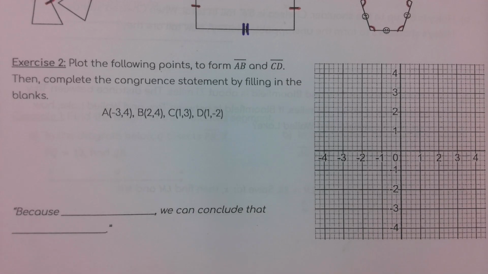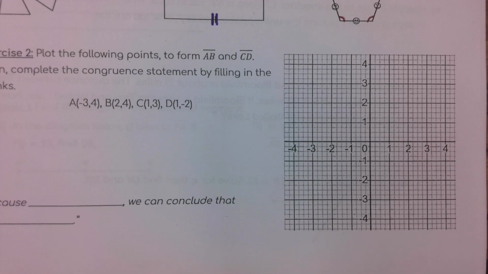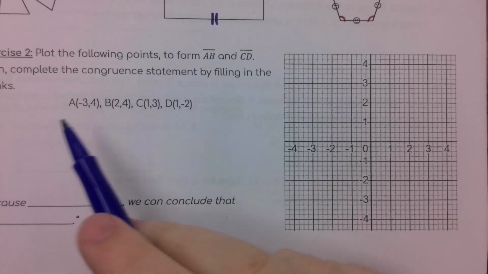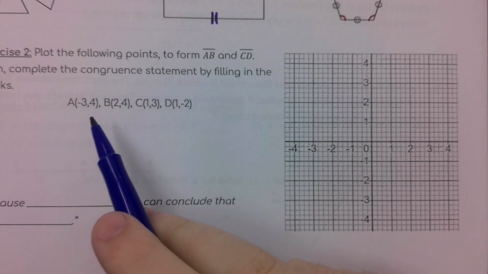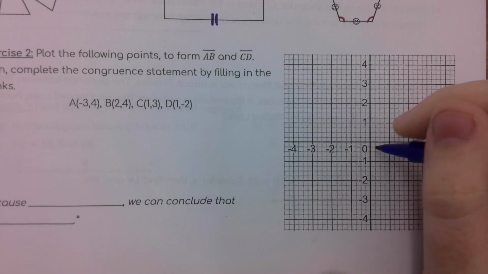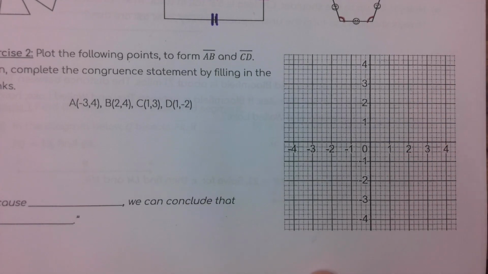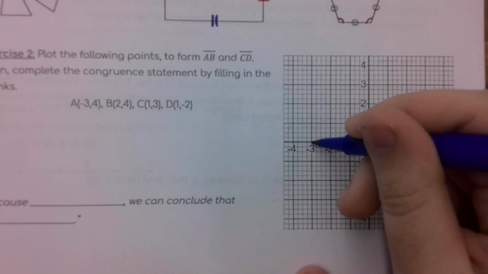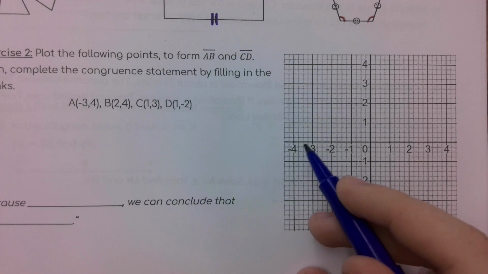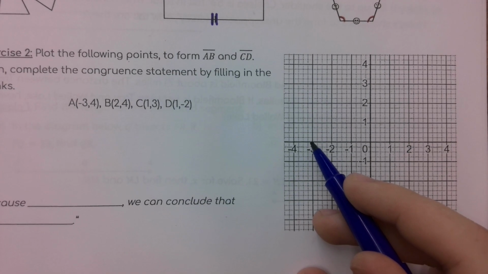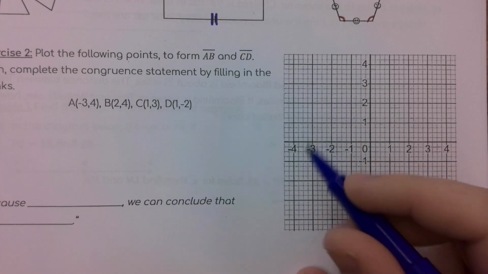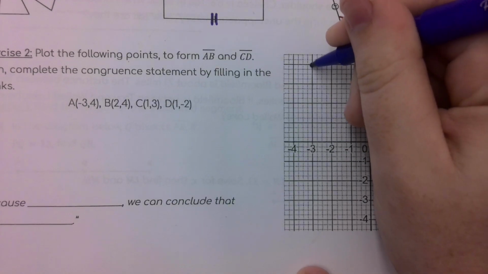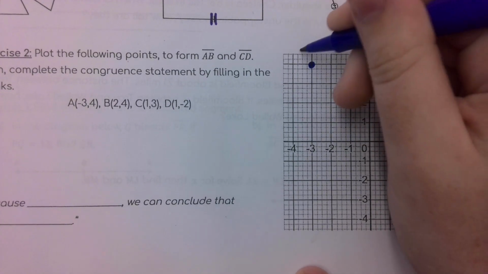Hopefully you've had some time to try it out. Let's see what we can do together. So let's start by plotting out these points with the given coordinates. Point A is at -3, 4, which we know from middle school and from Algebra 1 that -3 is the first coordinate, so we go 3 to the left. 4 is the second coordinate, and that tells us how much up or down we have to go. So -3, 4 is right here.